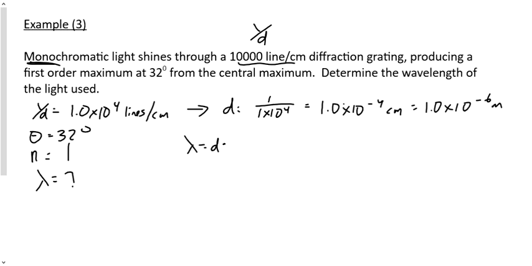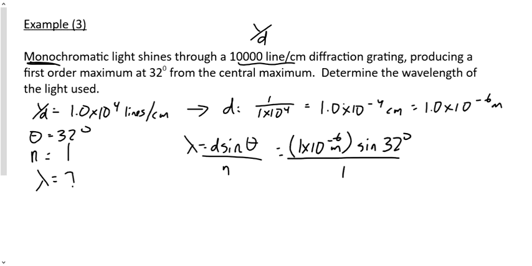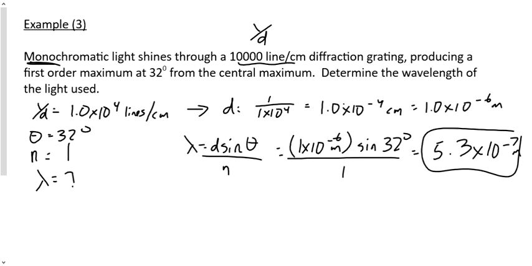Okay, what do we got here? Lambda is equal to d sine theta over n. Now it's just like all those other questions we had. d is 1 times 10 to the negative 6 meters times sine of 32 degrees, and we divide that by n, which is just 1. We're going to get a wavelength of 5.3 times 10 to the negative 7 meters. 10 to the minus 7 looks like I'm probably on the right track, right? Not always, as we saw when we went over the examples or the homework questions. It's not always 10 to the minus 7, but it usually is.